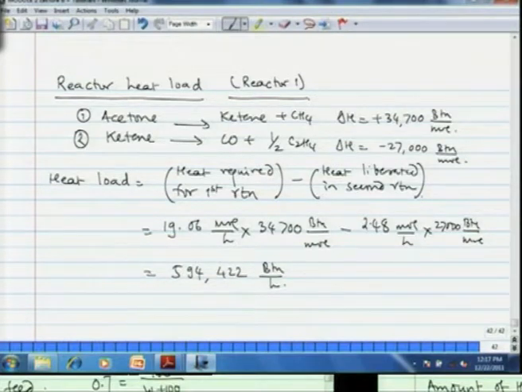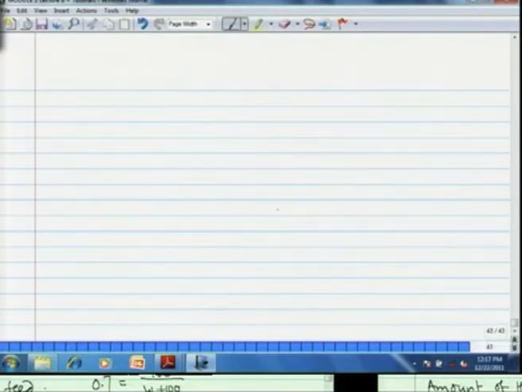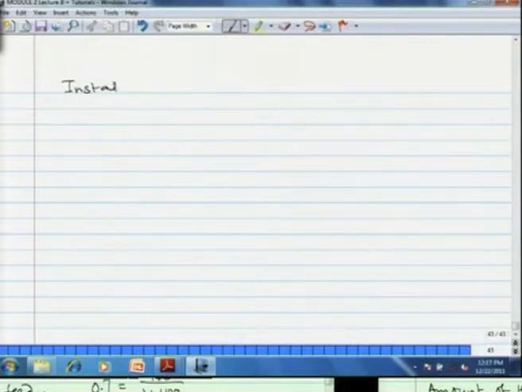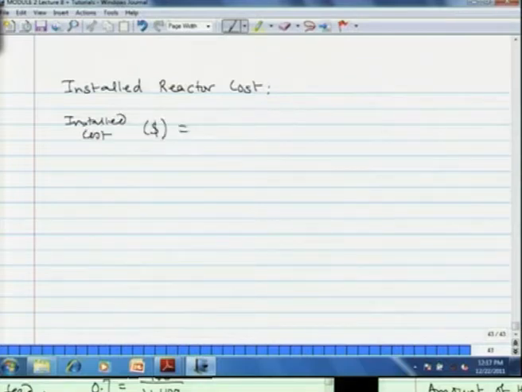Now, this much heat has to be supplied to the reactor. Now, the reactor we consider as a furnace. So, the heat duty is what we just determined. Now, we have to get the installed reactor cost. We have been given a correlation. Installed cost in dollars is equal to the cost index. Now, this is for year 2009.